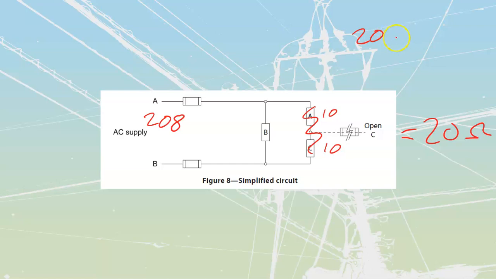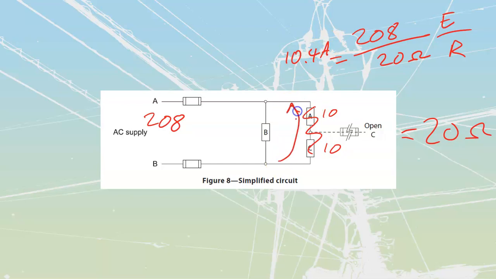208 volts divided by 20 ohms. That's going to be my E over my R, which is going to give me my I. 208 divided by 20 is going to give us 10.4 amps that we are going to have through this. So I'm going to get a total of 10.4 amps. That's going to go all the way through from my B line to my A line.